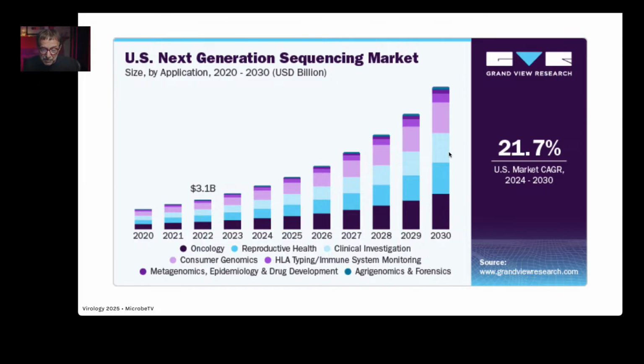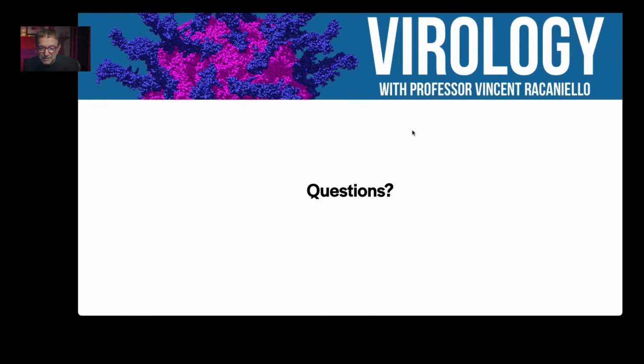So is reproductive health. So is clinical investigation, consumer genomics. Metagenomics and epi would be sequencing COVID and flu viruses. But look, it's predicted to go up hugely by 2030. So financially, it's a huge market because we all want to know genome sequences, right?